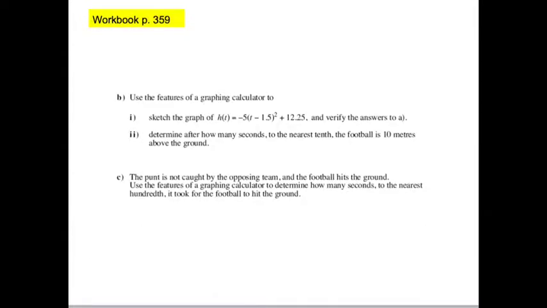For this part, we have to use the graphing calculator. So you can sketch this graph on your calculator, and you can verify everything we did previously by hand. But we can also determine how many seconds to the nearest tenth the football is 10 meters above the ground. Problem is, of course, h of t is going to be your height, and that corresponds to your y-axis. So there's a little bit of a procedure you have to do in order to figure that out.